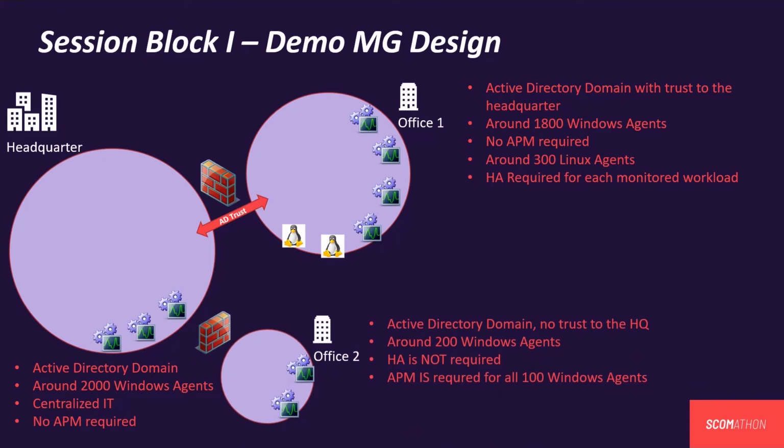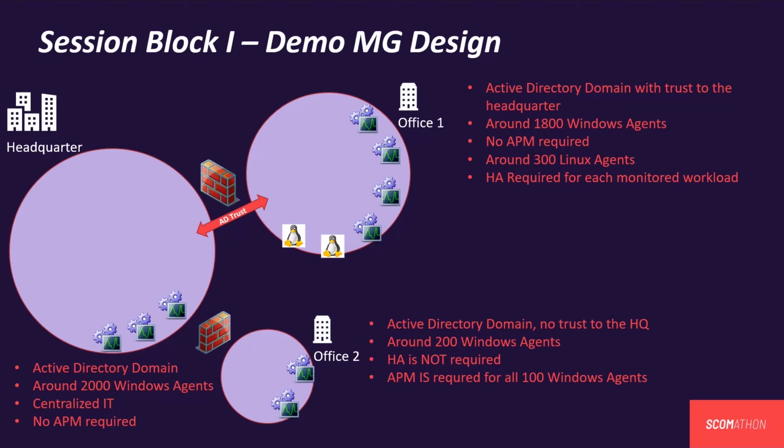Unlike Office 2, which is our own domain, but we have no trust to the headquarters. Here we have around 200 Windows agents. We don't require high availability for them, but we require application performance monitoring for hundreds of them. Let's see how we can design a SCOM management group having all those requirements.